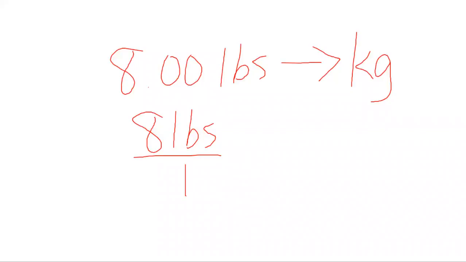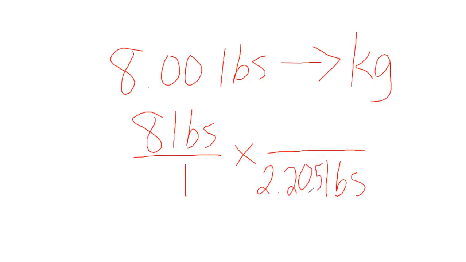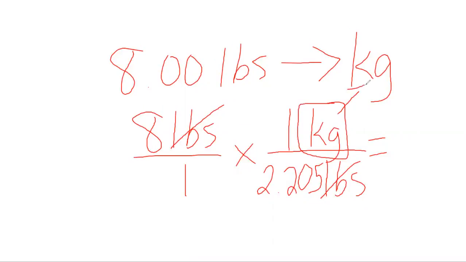I'm going to use my times sign. I need pounds to be on the bottom so that they can cancel out. And we know that 2.205 pounds is equal to 1 kilogram. So now we can figure this problem. We can cancel out our pounds because one is on the top and one is on the bottom, and we're left with kilograms, which is what we need to find.